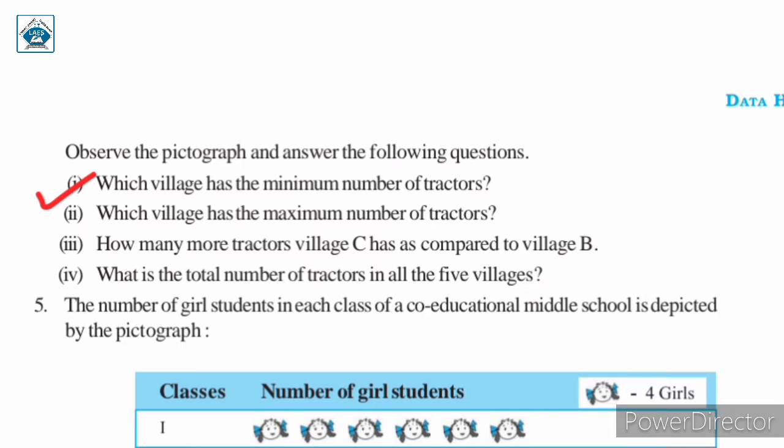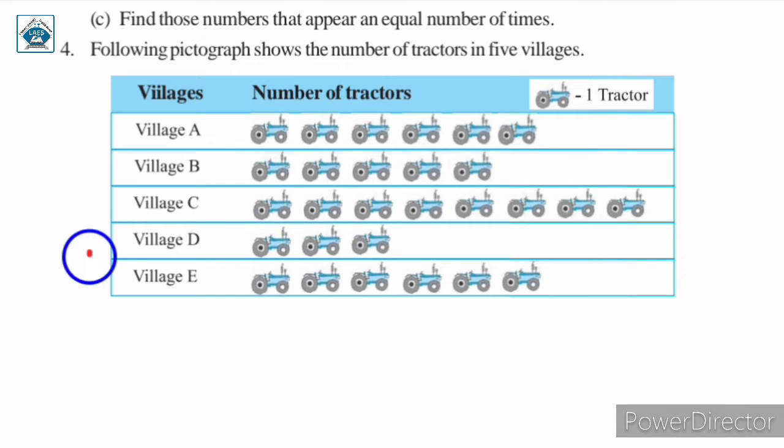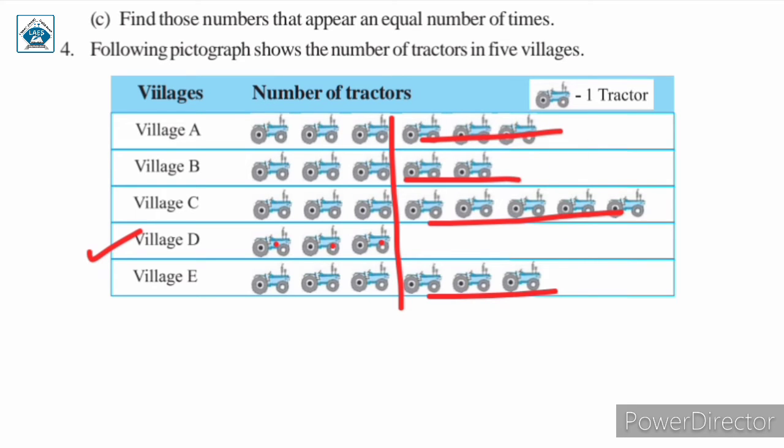First, which village has the minimum number of tractors? From this pictograph, we can easily say that village D has the minimum number of tractors: 1, 2, 3. 3 tractors हैं और बाकी सारे village के rows में we can see more number of tractors. Therefore, village D has the minimum number of tractors.